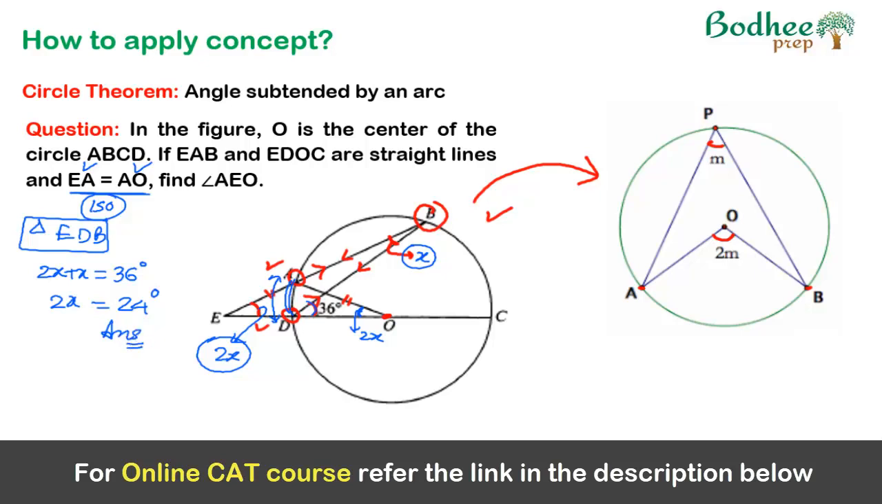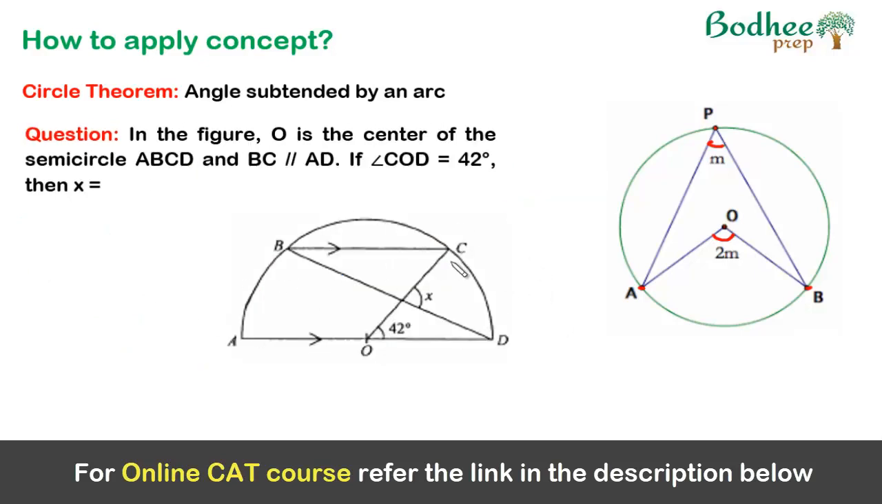Let's take another example. Here again we can see a similar kind of situation where we have to apply this concept, right? Let's see how we'll be applying it. So here the semicircle is given. If you have any problem with the semicircle, you just extend it to make it a circle, so that there is no problem with the observation and no problem in application of the concept, right?